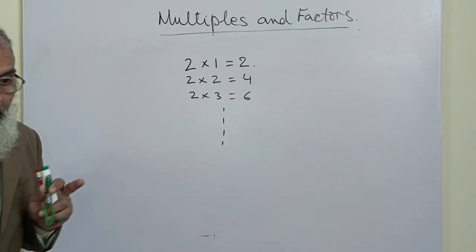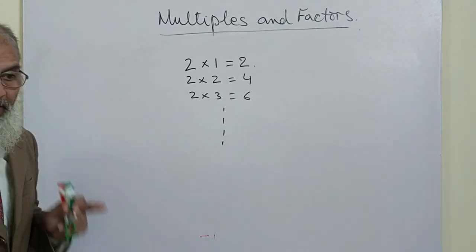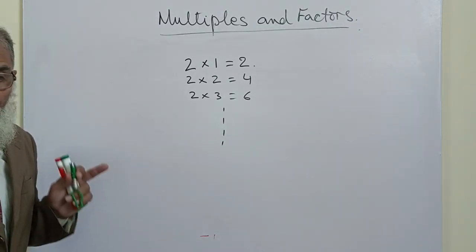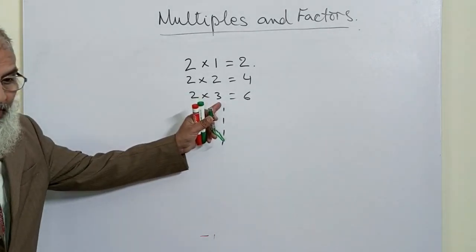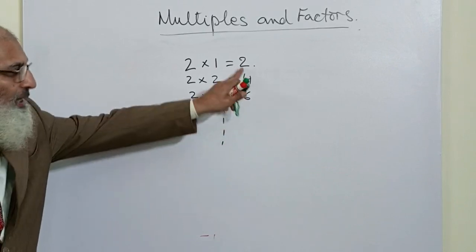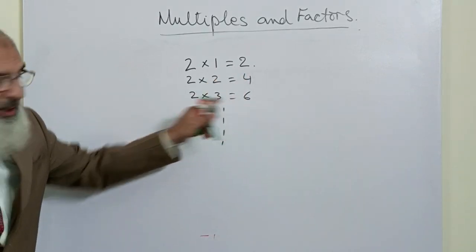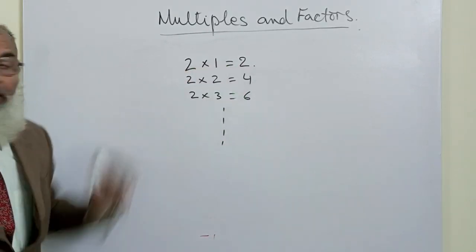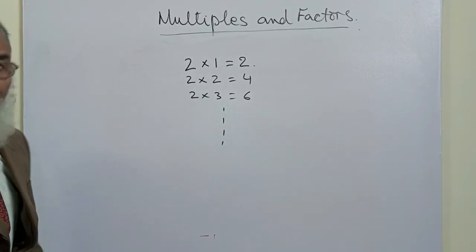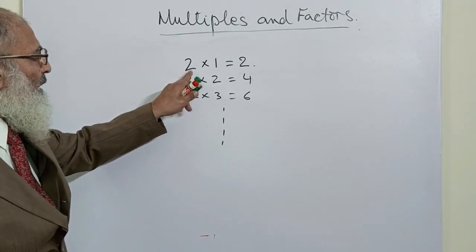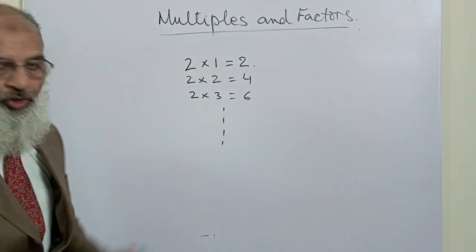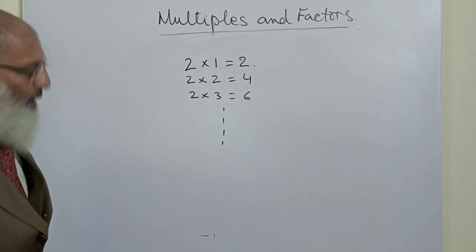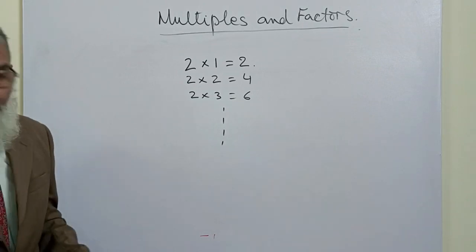So, what I was saying, a multiple of a number is found when you multiply that number with a positive integer. The first multiple of any number is itself. That means when you multiply any number with 1, you get the same number, of course. Now I start with an example.